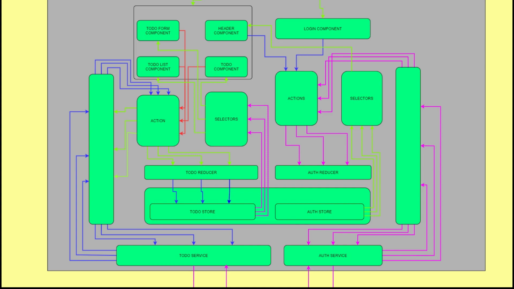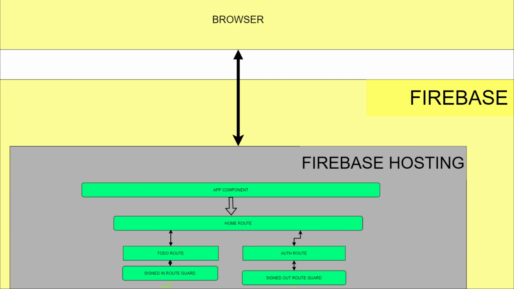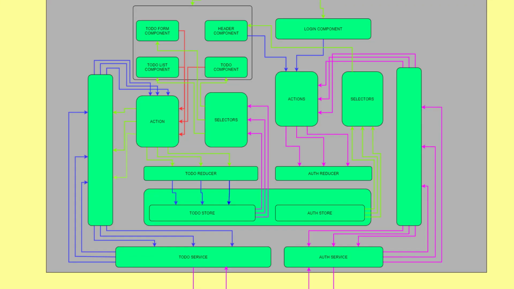Then after that, you will be routed to the to-do page where your profile picture, name and email are displayed. This is because we use a selector to select the data from the store and provide it to the component, and then it is displayed in the template using template binding.